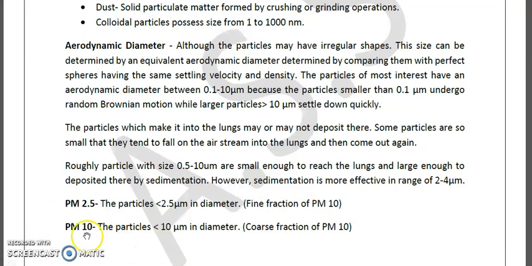The other ranges from a diameter greater than 2.5 but less than 10 micrometers. This is called the coarse fraction of PM10. So we can easily understand that for PM2.5 the aerodynamic diameter is less than or equal to 2.5 micrometers, and for PM10 the aerodynamic diameter is less than 10 micrometers in range. For details you can refer to Gilbert Master regarding this topic. It has been nicely explained in the Gilbert Master book.